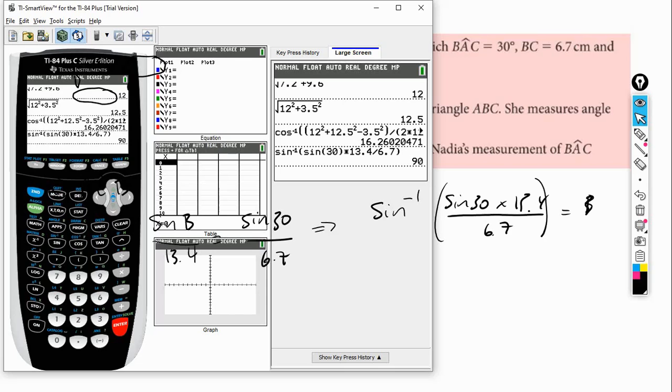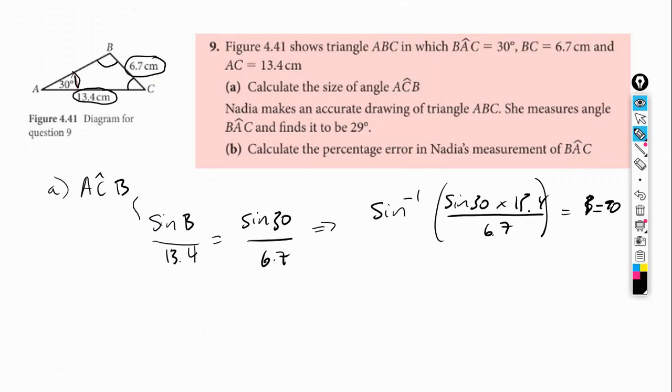So let's write that down. Angle B is then equal to 90 degrees. Therefore, B is 90 degrees. So because B is 90 degrees, and let's write that down over here, B is 90 degrees, and this is 30 degrees. That means that this here has to be 60 degrees. Therefore, ACB is equal to 60 degrees.